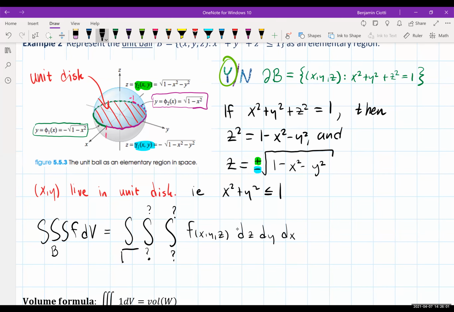Who can tell me what the outer two limits are for x? What's this limit and this limit? Oh, someone said it. Good. Yeah, in the chat, -1 to 1. Good. Okay, so x goes from -1 to 1. Someone else tell me, what about these two limits?